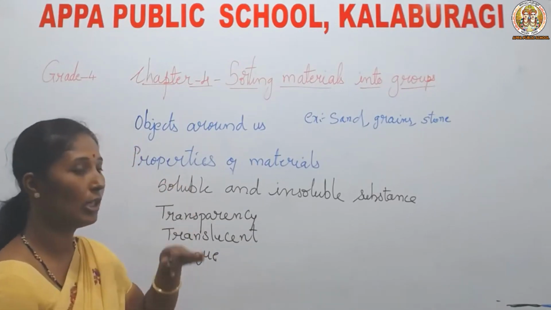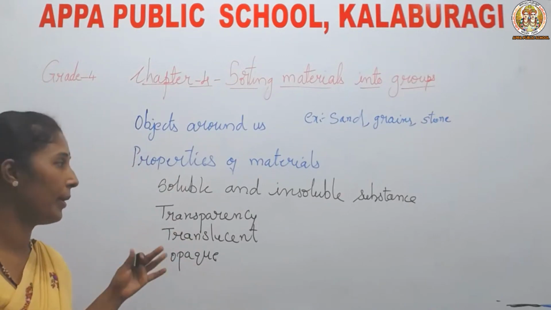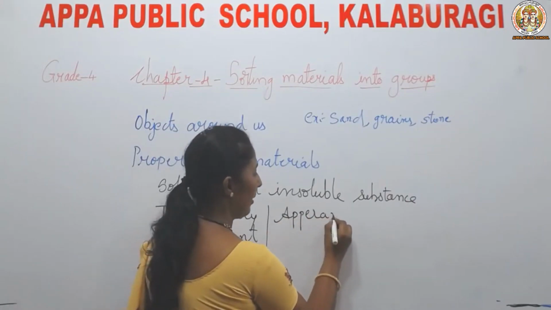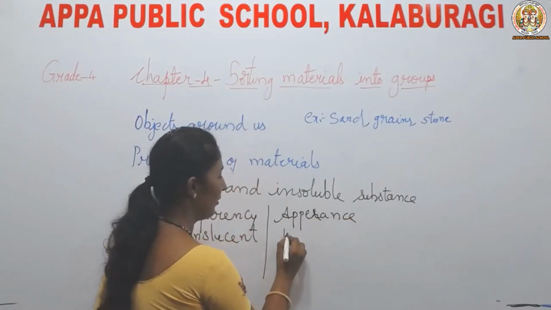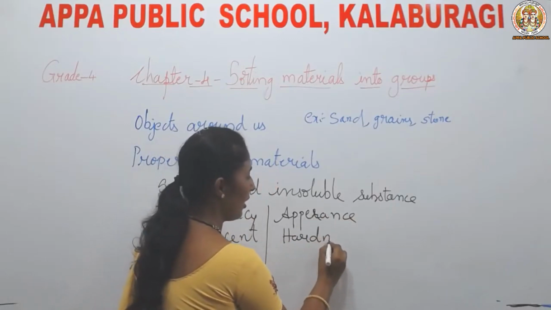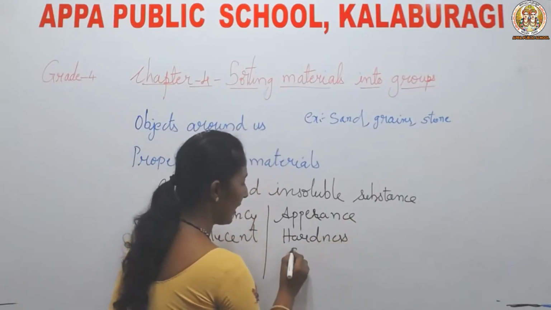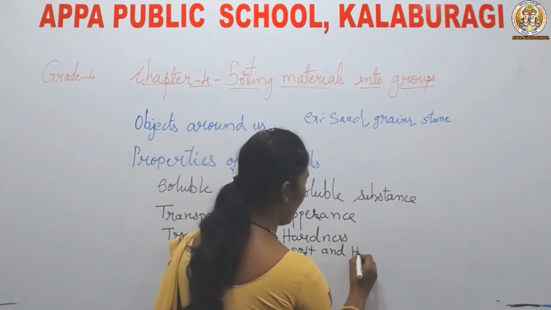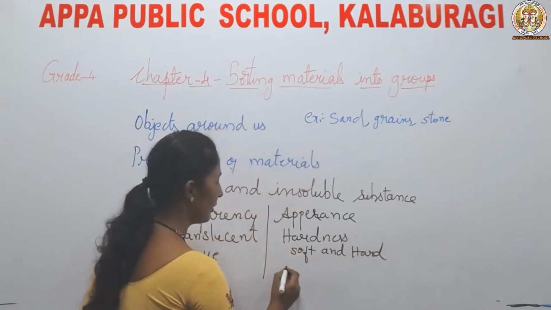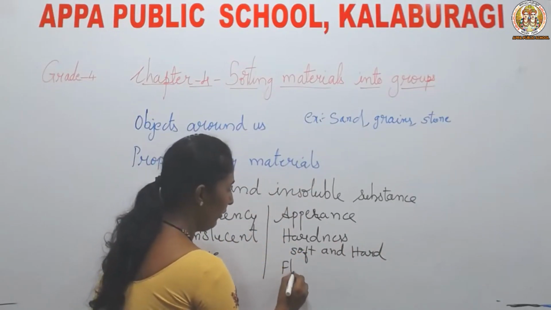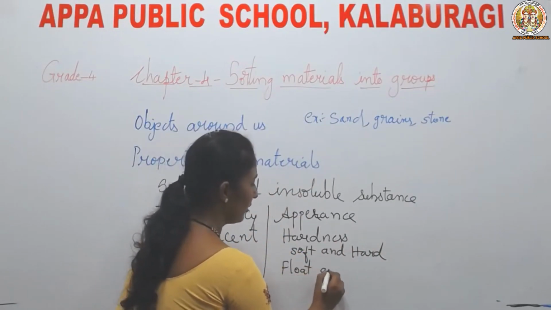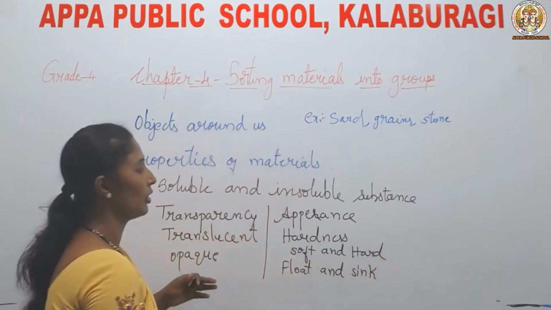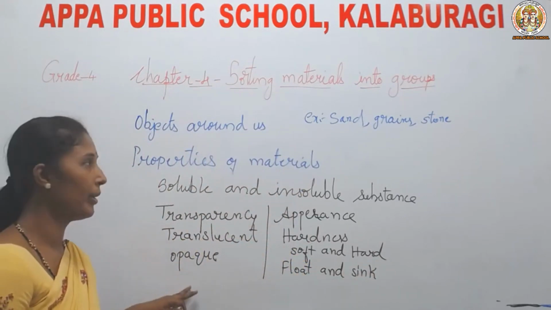In the previous lesson, we also learned many other properties like appearance, hardness, in that again soft, hard. Next is float, sink. So these are some of the properties.